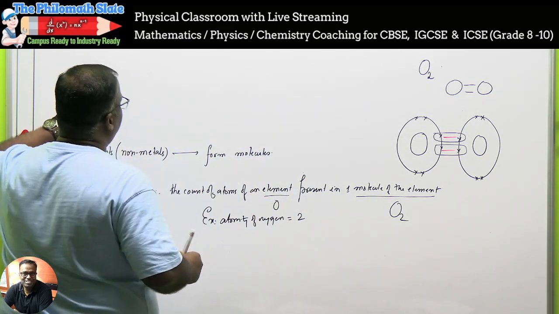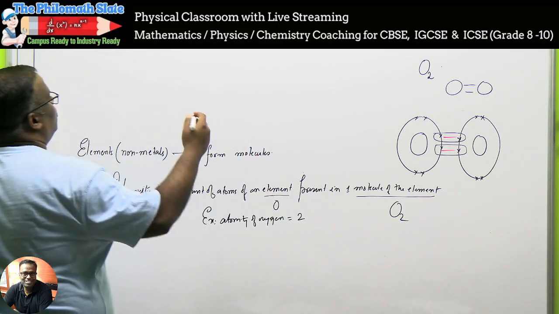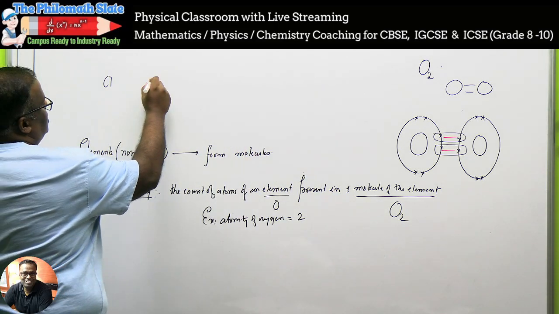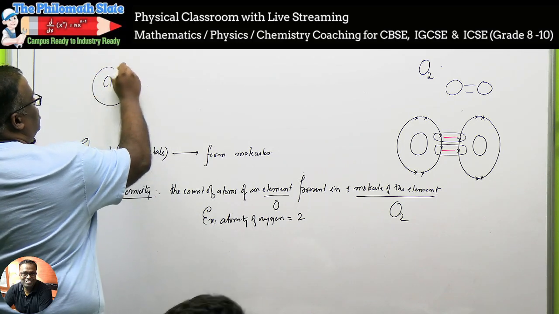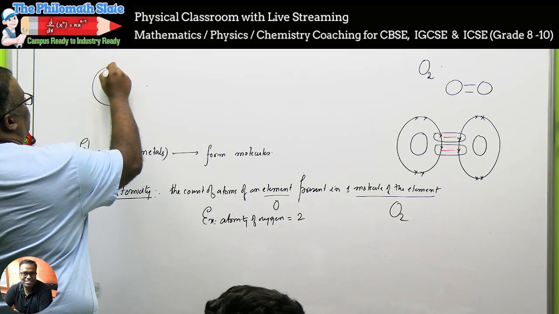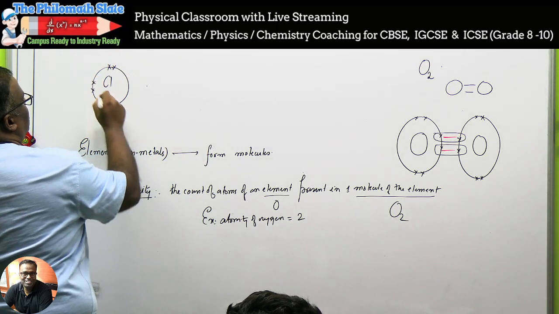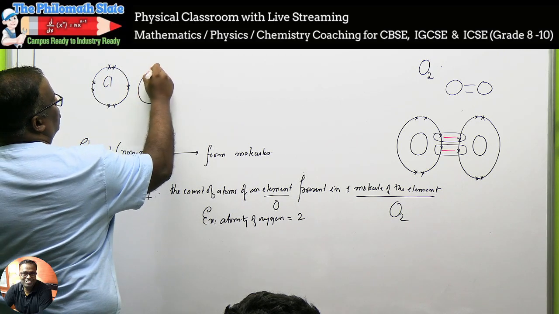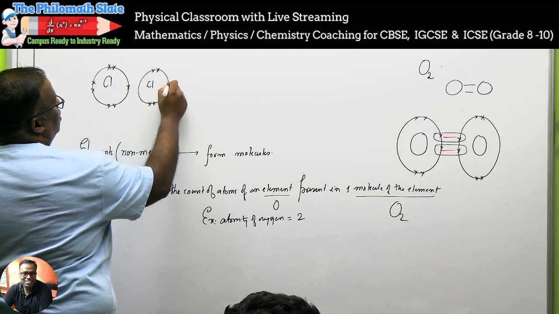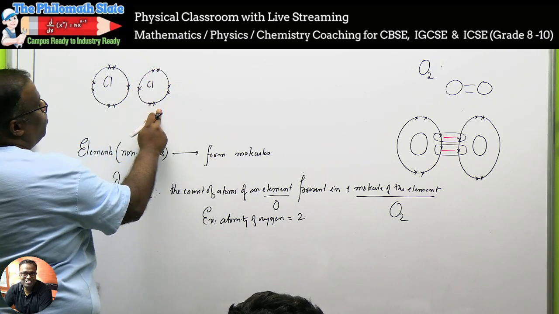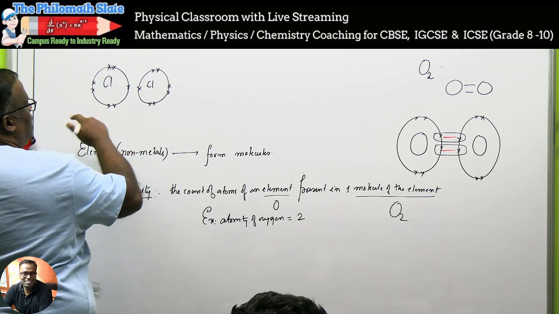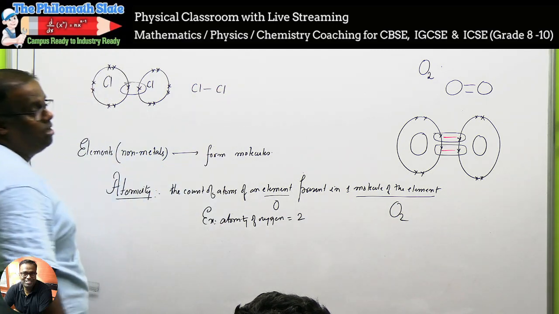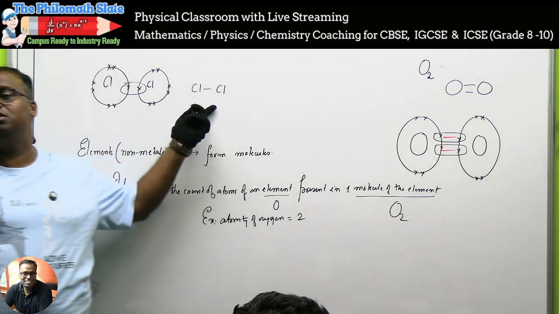Let's take something in group 17. Let's take chlorine. What is the outermost shell of chlorine? Chlorine is 2, 8, 7. Agreed? 1, 2, 3, 4, 5, 6, 7. Another chlorine comes. 1, 2, 3, 4, 5, 6, 7. This chlorine wants 1 electron. This chlorine wants 1 electron. चल share कर ले. So chlorine will be here also. Atomicity of chlorine is 2.